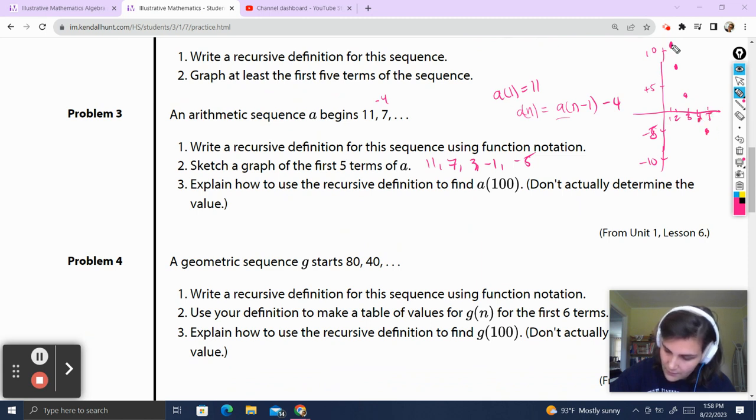And then down to -5. It's an arithmetic sequence. They should line up in a line. Explain how to use the recursive definition to find a to the 100. Don't actually determine the value. So to find a to the 100, we're just going to have to keep subtracting -4, -4, -4 from each term 100 times. And that's going to get us a to the 100.